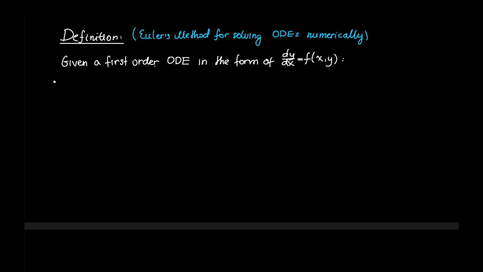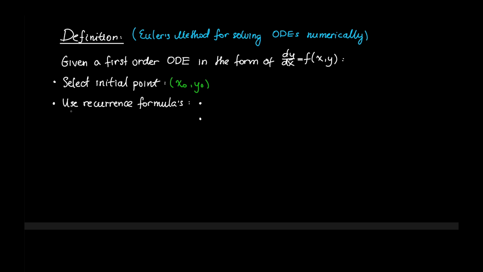So given a first order ordinary differential equation in the form of dy/dx equals a function of both x and y, we need to first select an initial point. Let's call it x0 and y0. Next, we need to use two recurrence formulas. One of them is x of n plus 1 is equal to xn plus h, where h is the step size.